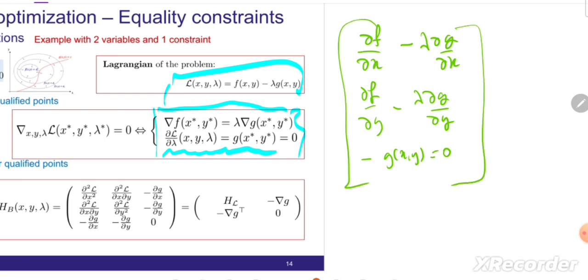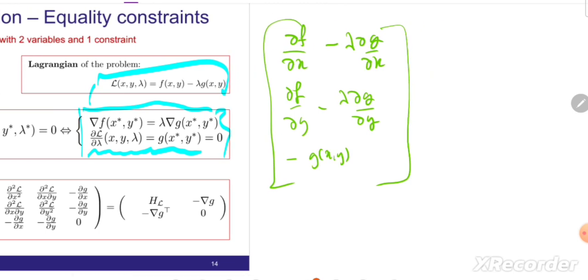Minus g of xy would be the derivative with respect to lambda of your Lagrangian. I wrote here that we should have a minus, but it doesn't matter if we want it equal to 0, it's the same thing. It's minus g of xy equal to 0. But actually this sign is important when we put it in the bordered Hessian. Keep in mind that if you choose minus lambda or plus lambda, as long as you're consistent, it remains the same.